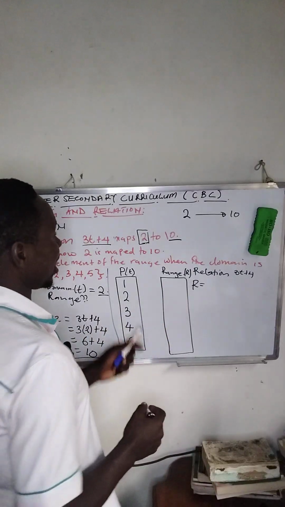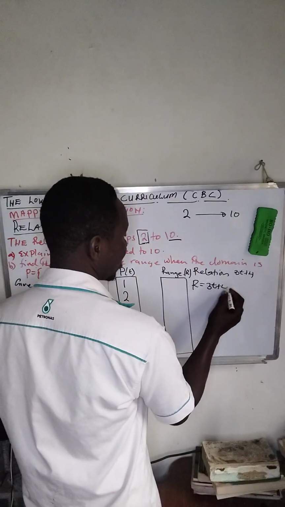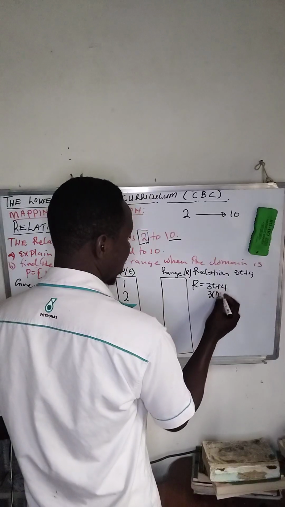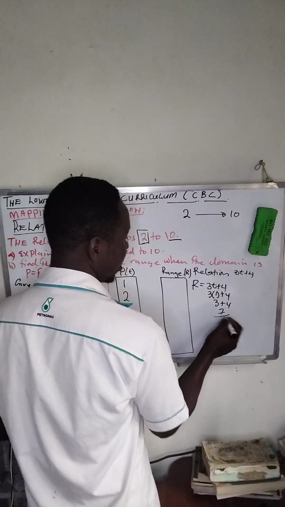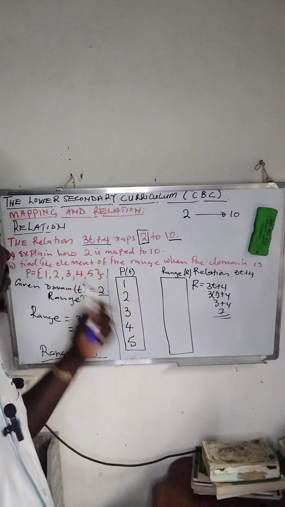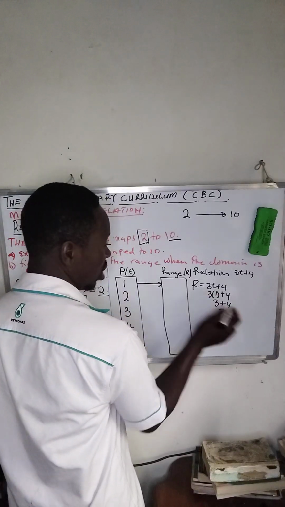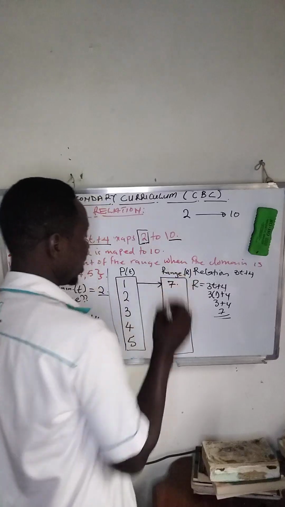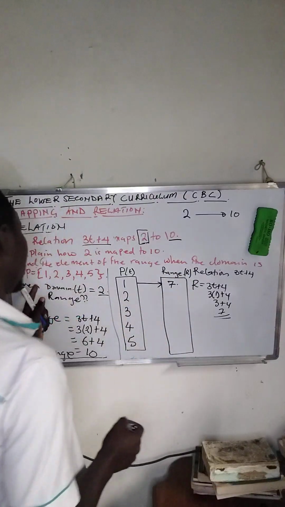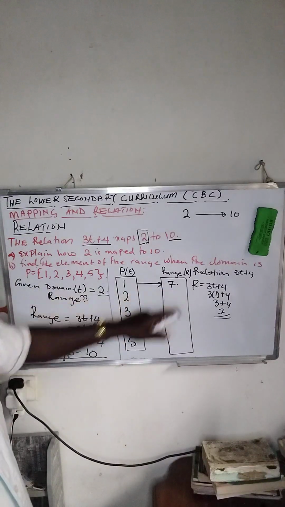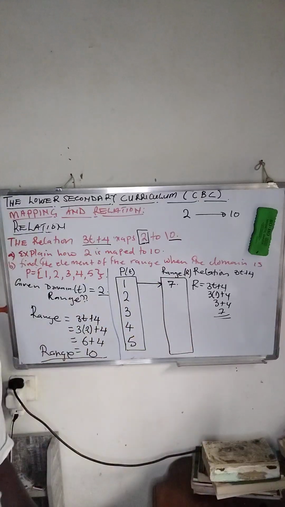Now let us just come and do this one. Let us feed in 1. We have 3t plus 4, 3 into 1 plus 4. This becomes 3 plus 4. This comes to be 7. It means our first value here, 1, will be mapped onto what? 7. Are you seeing that one? It means now the range for this one will be 7, because 1 is mapped to 7.